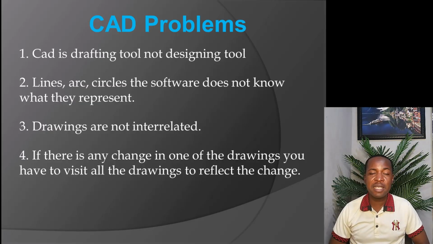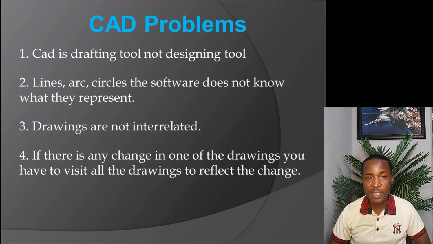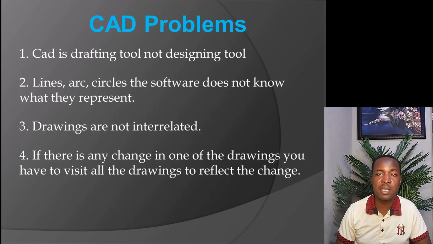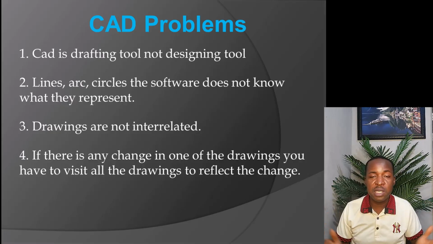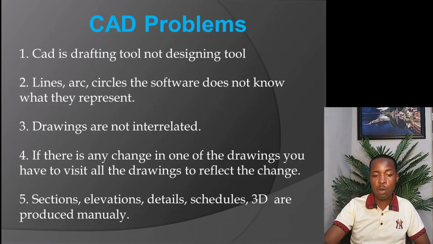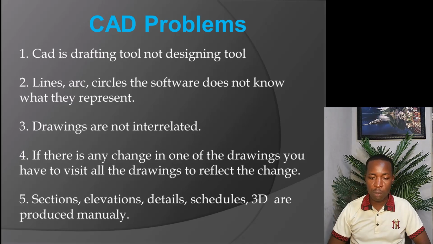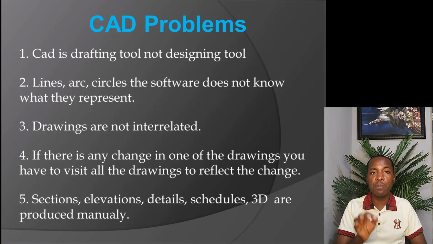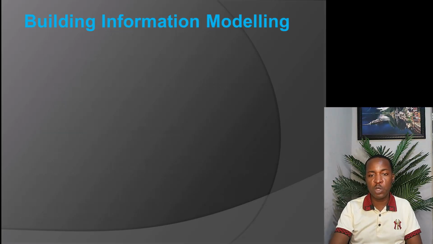Most of the time, the time is not usually enough. So because of that, sometimes they just leave the drawing and say we will adjust it on site. So that is one of the things that causes some of those problems. Most of the time the sections, the elevations, the details, schedules and 3D are usually produced manually. They are produced separately, which is time consuming.